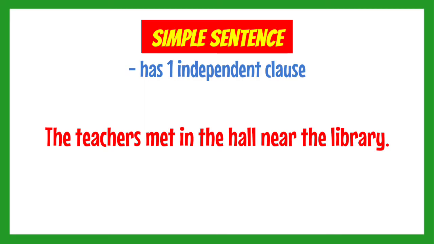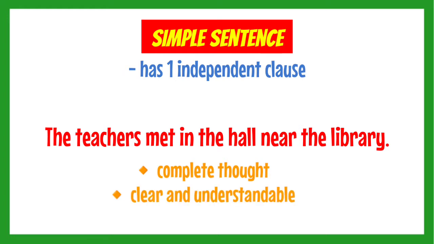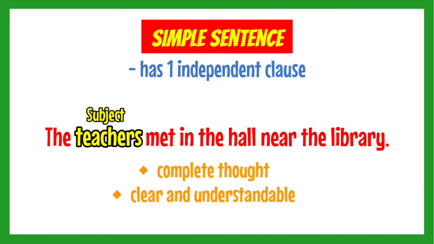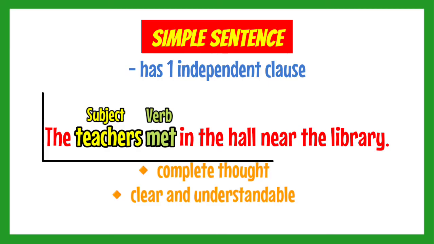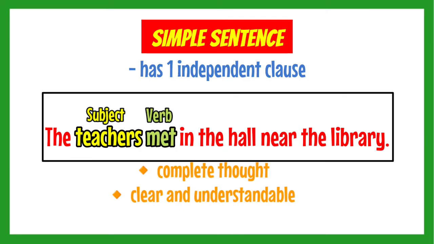As you can see, this sentence expresses a complete thought, right? It is clear and understandable. It is complete in itself. There is a subject or the topic of the sentence, which is teachers, and the verb or the action done by the subject, which is met. Nothing is missing, right? And so, this entire sentence is an independent clause. There is only one independent clause, right? That is why it is a simple sentence.